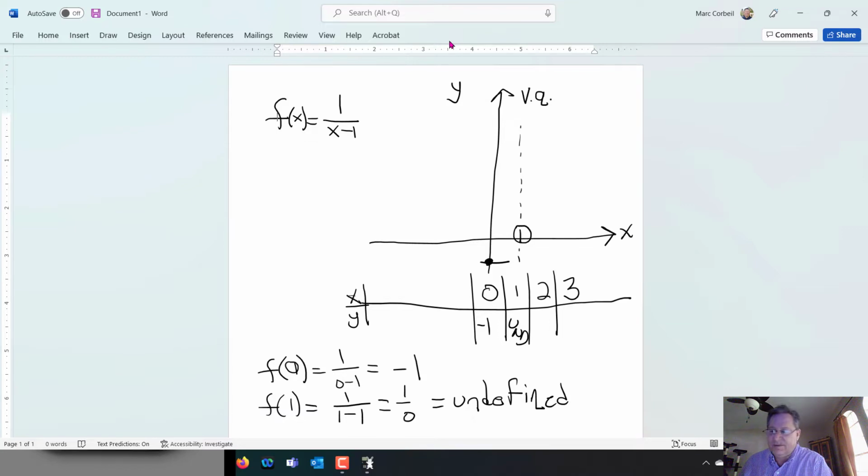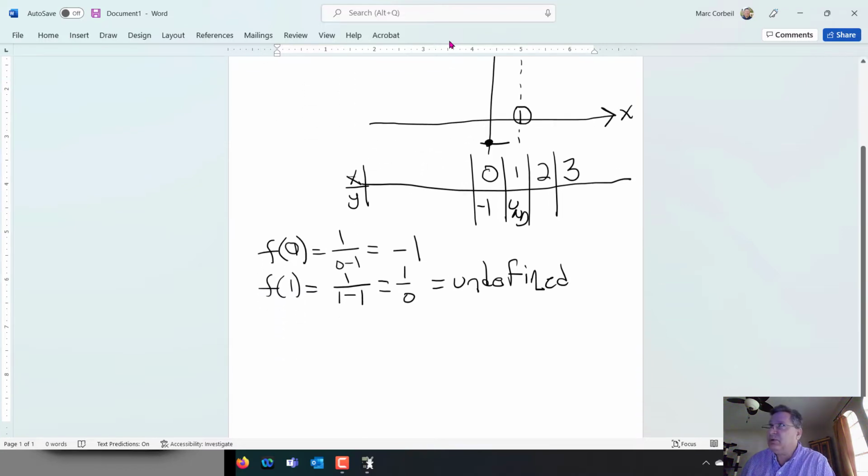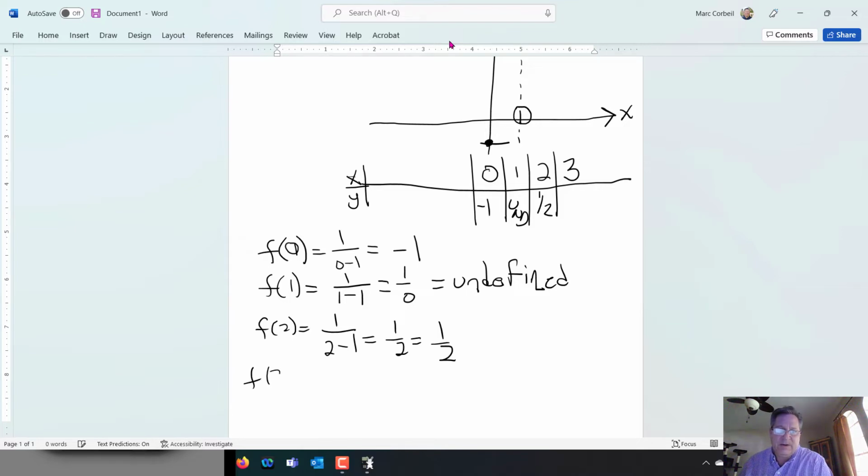I can do f of 2, and I can pull that down. So let's see, f of 2 is going to be straightforward, 1 over 2 minus 1, which is 1 over 1. Whoops, sorry, I did that wrong. That should be 1, not 1/2. Try to be careful here.